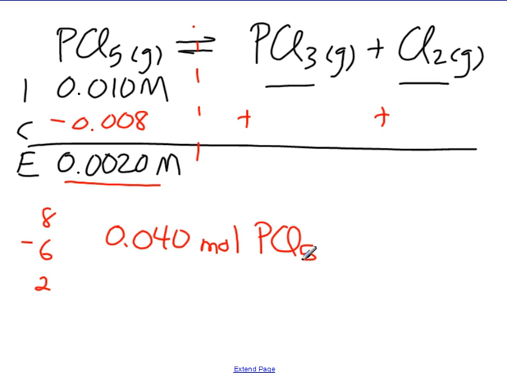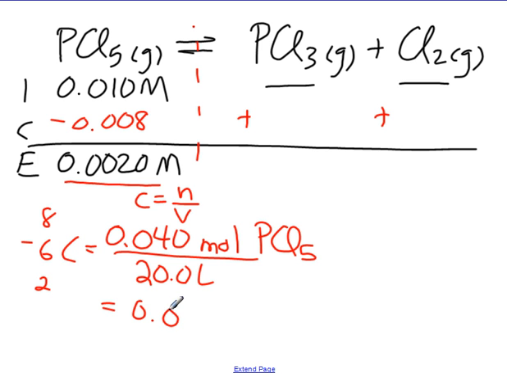Since it's moles, we need to convert to molarity. C equals n over V. So C will equal 0.04 moles divided by 20 liters. You pick up your calculator and do that, and the answer will be 0.0020 molarity. Okay?